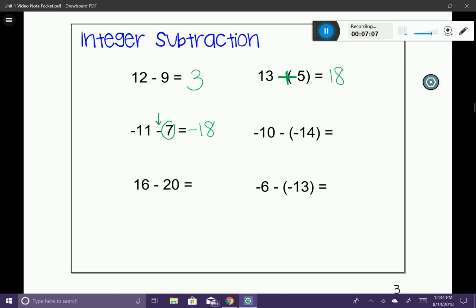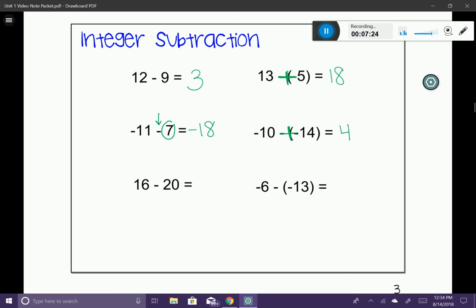All right, in this next one, I have another negative negative. So I'm going to go ahead and attach the negatives, make it a positive. And now I'm going to do the problem -10 plus 14. And when I do that, that's going to lead me to 4.